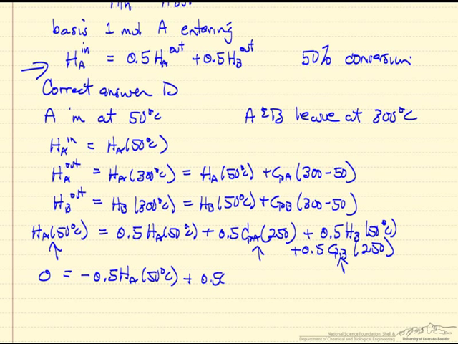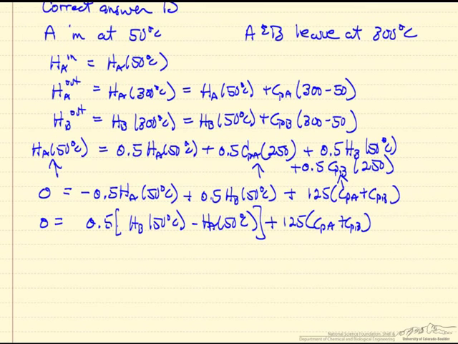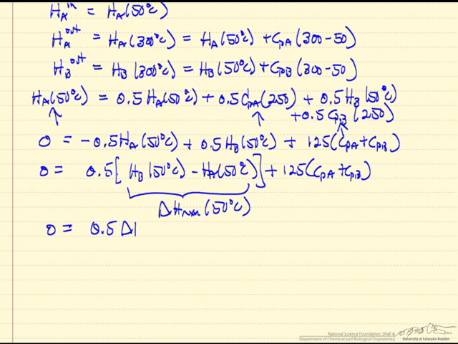And then we're going to add enthalpy of B at 50 degrees C. And then we're going to combine these two terms, 0.5 times 250, so that's 125, times the heat capacity of A plus the heat capacity of B. I've just factored out this 0.5, and the important thing to notice is that this term, enthalpy of B at 50 minus enthalpy of A, is just the heat of reaction at 50 degrees C. So the energy balance that might look more familiar is heat of reaction at 50 degrees C and then the heat capacity term.